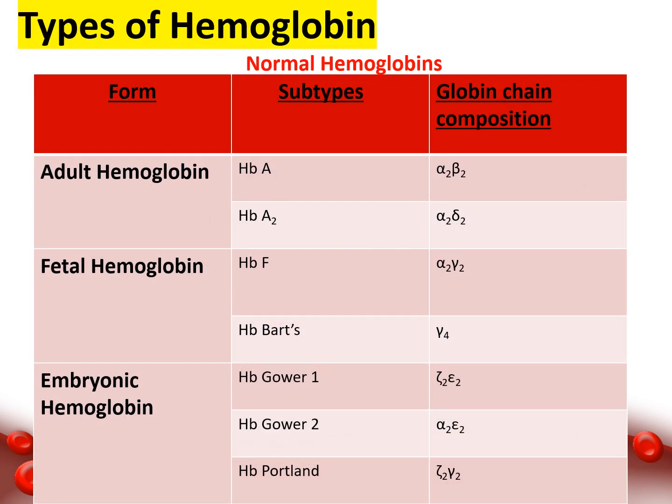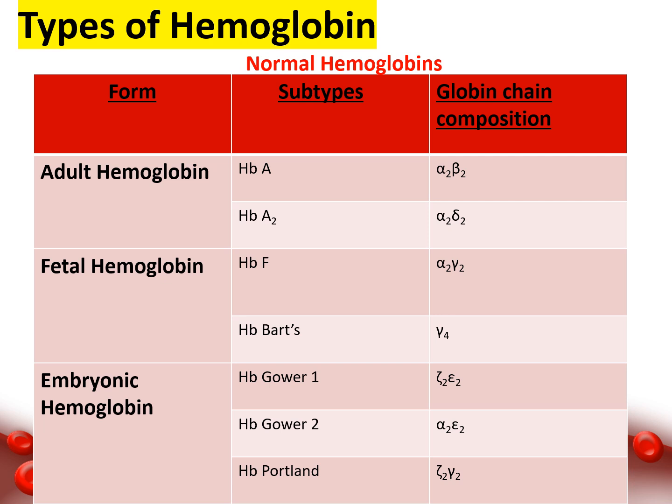Now, types of hemoglobin. There are three forms of hemoglobin. First, adult hemoglobin. Second, fetal hemoglobin, and third, embryonic hemoglobin. Adult hemoglobin consists of two types, HbA and HbA2. HbA, what composition does it contain? Alpha 2 and beta 2. HbA2 contains alpha 2 and delta 2.